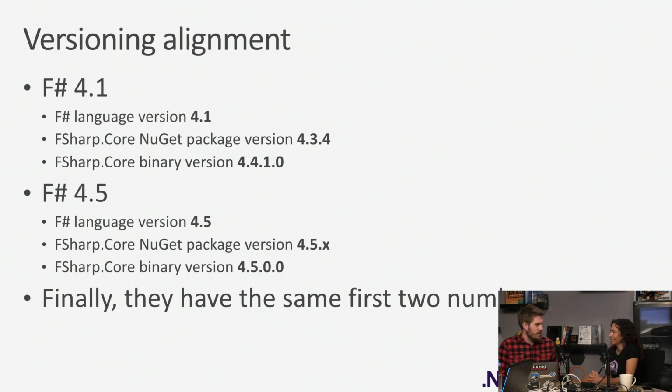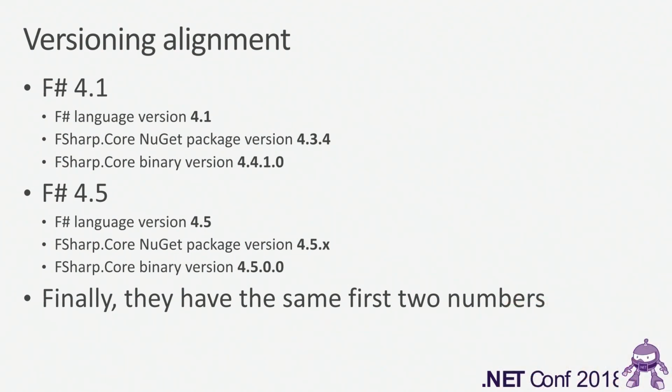Yeah. So let's talk about versioning. It's everybody's favorite thing to talk about. Hopefully we made it less confusing. In F# 4.1, you had F# language version 4.1. There was an F#.core NuGet package version 4.3.4, and an F#.core binary version 4.4.1.0. Those numbers are different, especially the binary version.